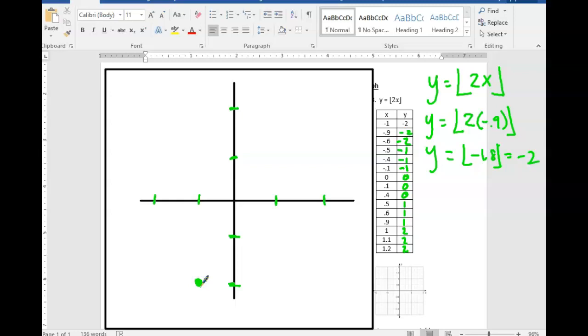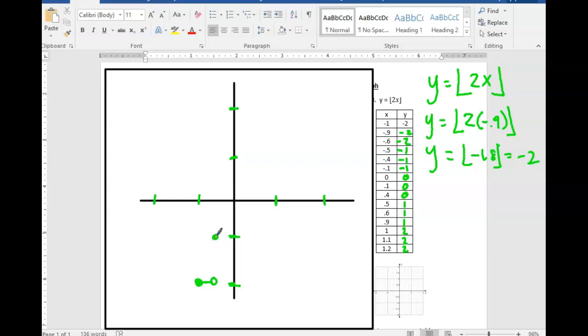And then I'm going to do the next one, negative 0.9, negative 2. Now negative 0.9 would be a little bit less than negative 1, but it's still negative 2, so I have another dot right here. And then negative 0.6, negative 2. That's a little more than half, maybe right about here. Negative 0.5. And by the time I get to negative 0.5, right in the middle here, we are now at negative 1. So it starts up here again. So from here to here, it goes until it gets to about 0.5, and then that piece stops, and then it jumps up to here.